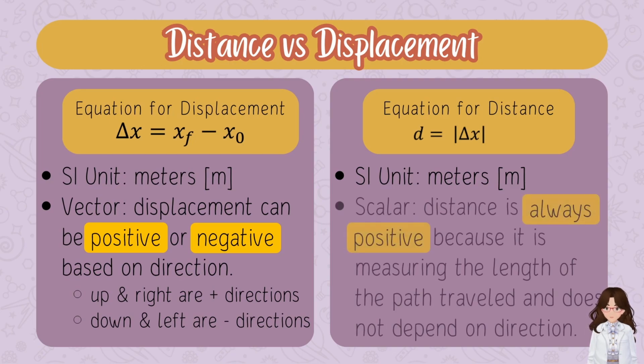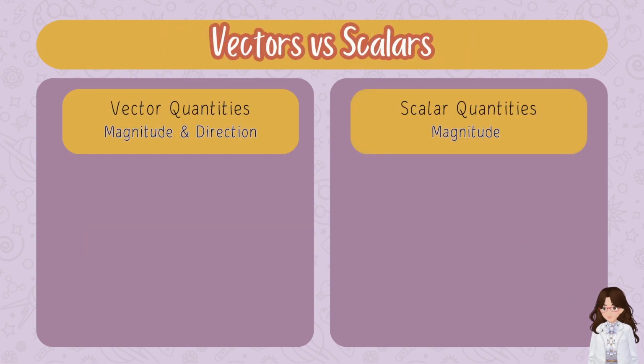In comparison, distance has that absolute value, and because it has that square root of a squared value, it's always going to output a positive solution. Because really what distance is doing is it's measuring a length of the path traveled, and therefore it does not depend on direction. Now this might be your first exposure to the idea of vectors and scalars.